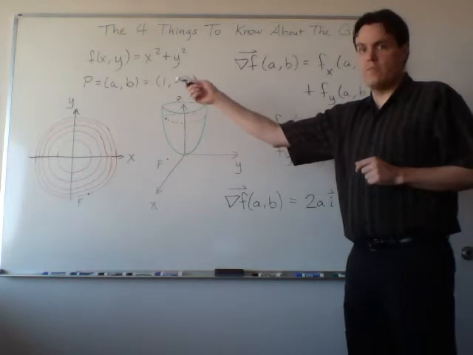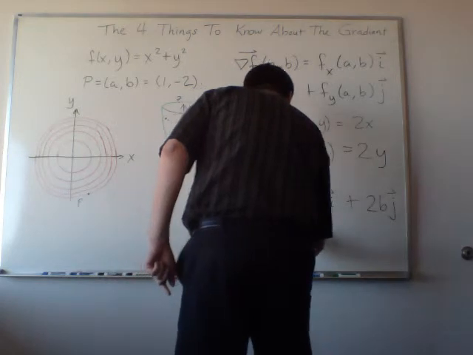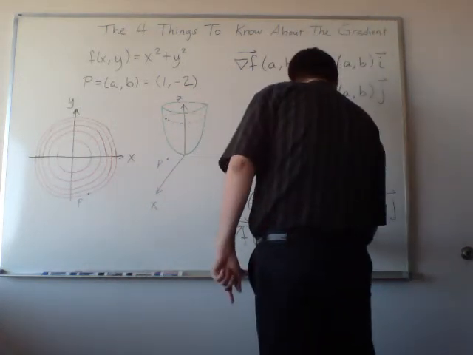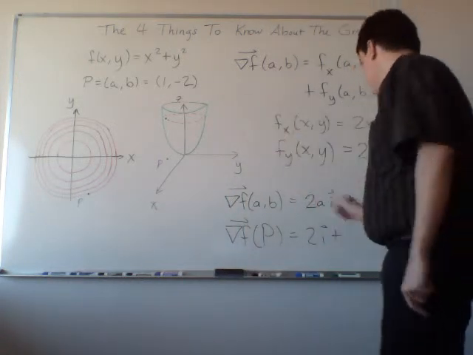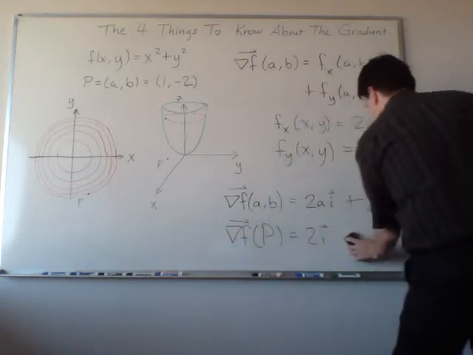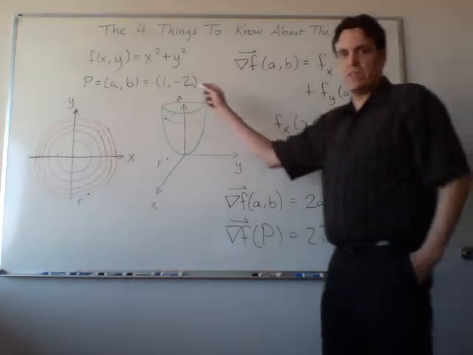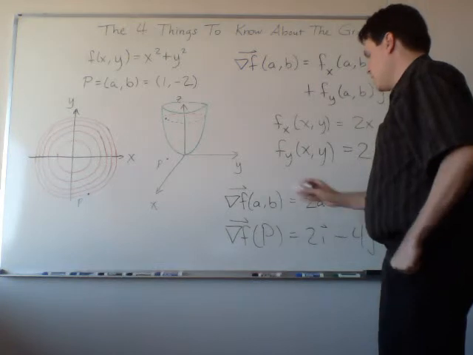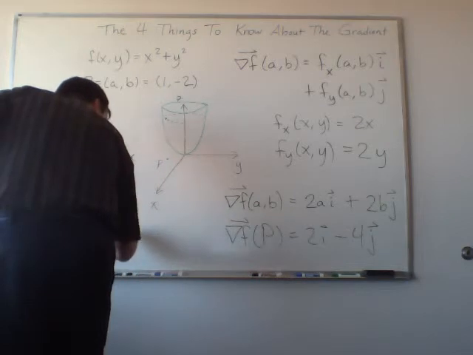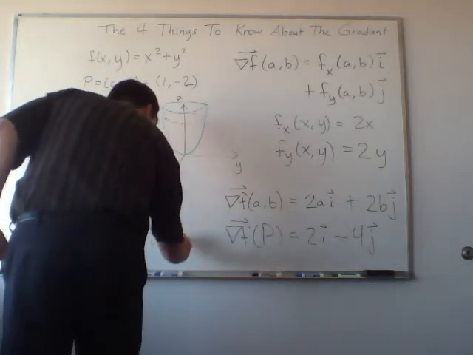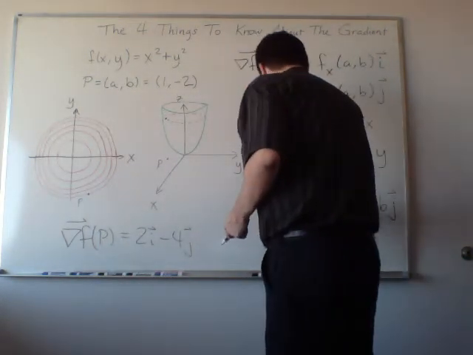And for the specific point that I put up, for point P, I can write down that the gradient of f at P is 2 times a, which is 1, so 2i, plus 2 times b, or 2 times negative 2j, so let's make that a minus 4j. That's the gradient of f at this specific point that I've written down here. All right, so I'm going to record that over here so I have access to it at all times: 2i minus 4j.